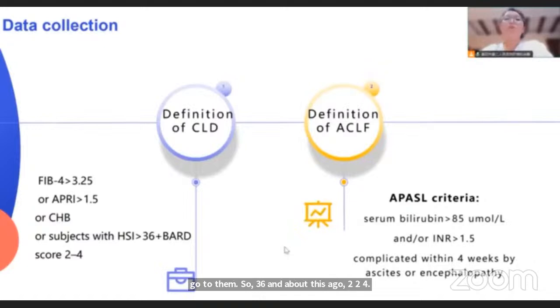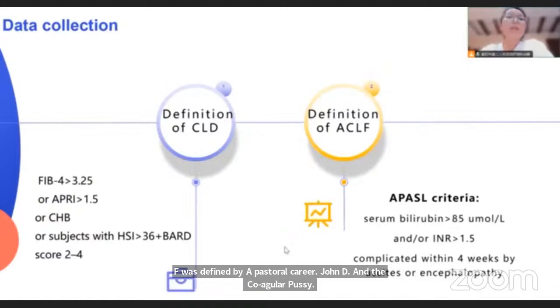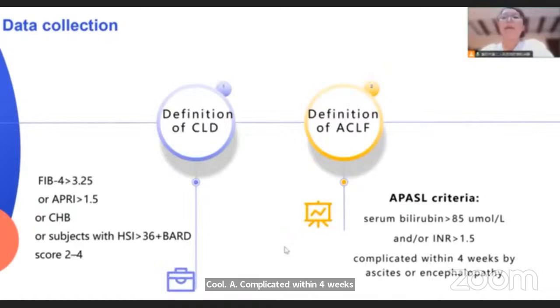ACLF was defined by APASL criteria: jaundice and/or coagulopathy complicated within 4 weeks by ascites or encephalopathy.